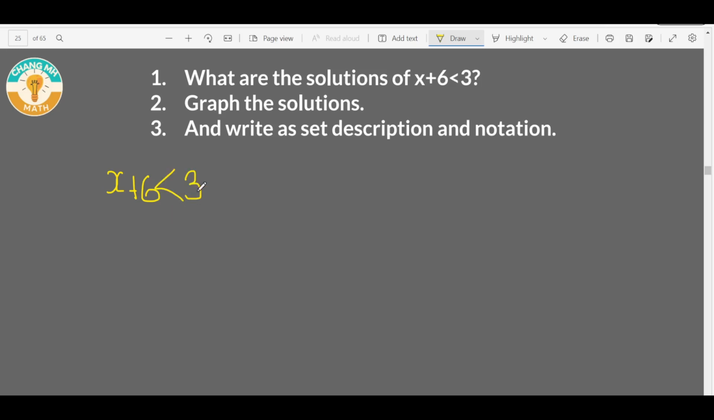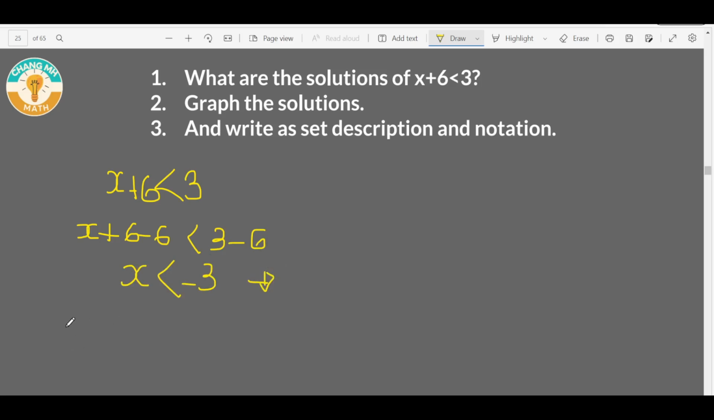Okay, what will you get? Alright, we have to subtract 6 in order to get the value of x, right? So if you subtract 6 on the left side, you will also have to subtract 6 on the right side too. So what will you get? x less than 3 minus 6, which is minus 3. So this is the solution.